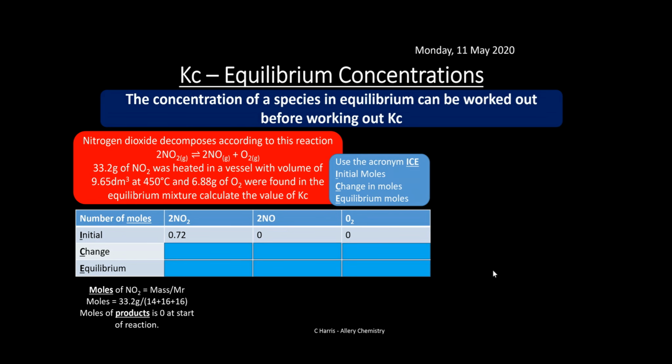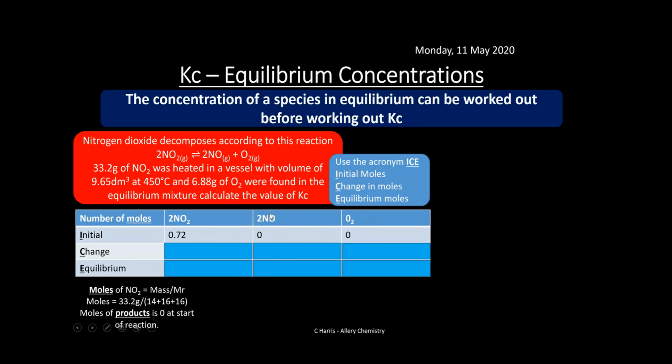So moles of NO2 is mass over Mr. We need to work out the number of moles in our initial substances. So we've got moles here of our NO2, and we know that we've got 33.2 grams of NO2, as you can see. So moles of NO2 is mass over Mr: mass is 33.2, divided by the Mr of NO2, which is 14 plus 16 plus 16, and then we put that into our table there, which gives 0.72. You can try that, put that into your calculator, see if you get the same answer, and you should do.